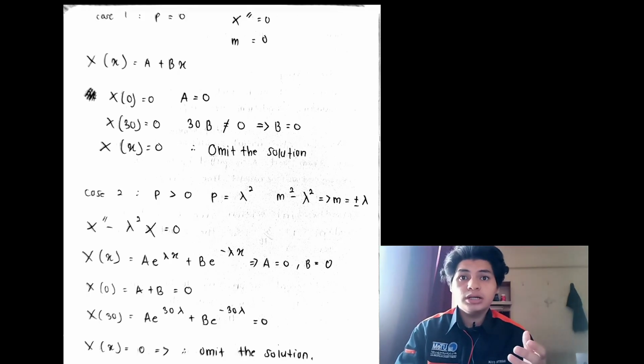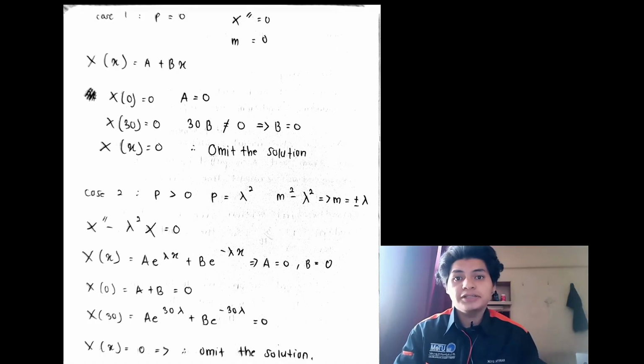For case 2, when p is more than 0, the solution is X(x) = a e^(λx) + b e^(−λx). Applying the boundary conditions again results in a = 0 and b = 0. This also gives only the trivial solution, so case 2 is omitted.